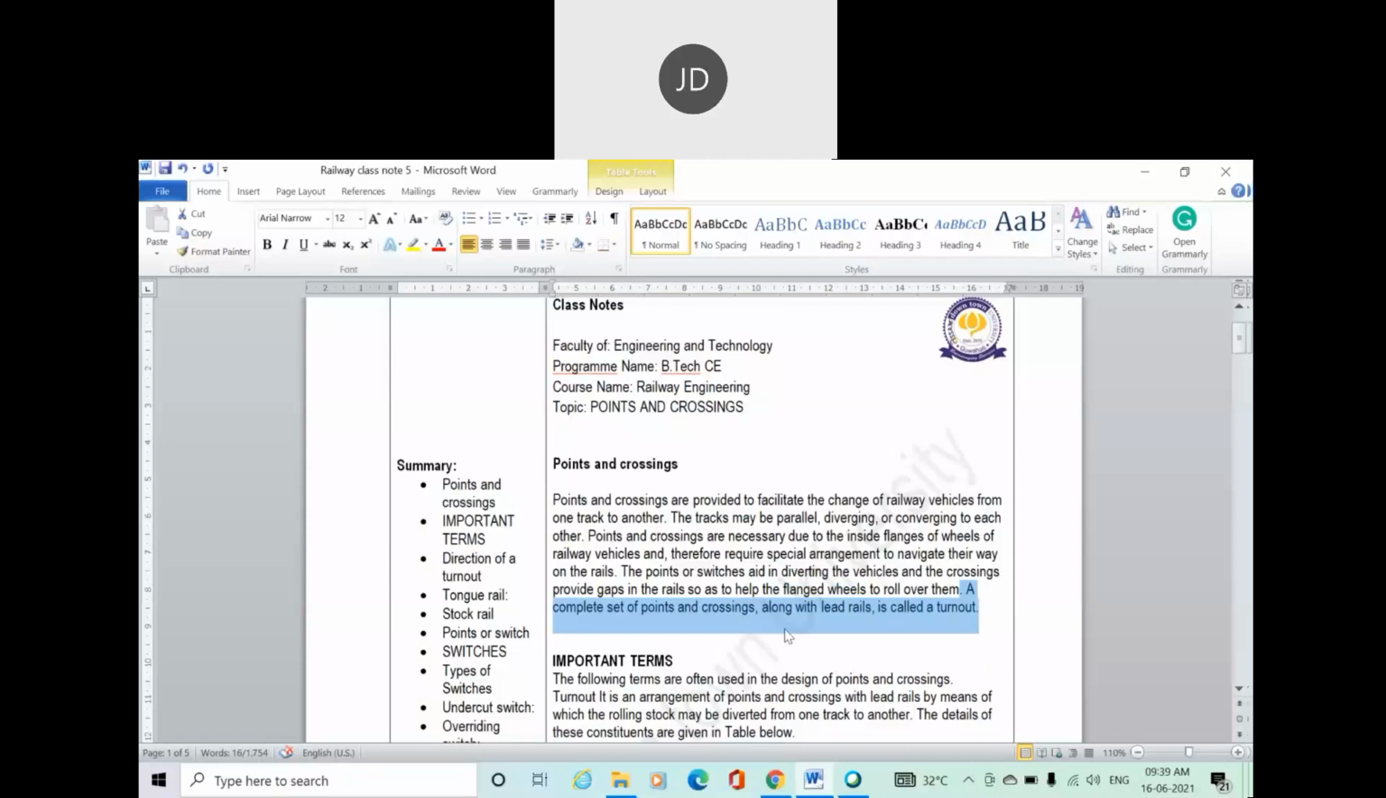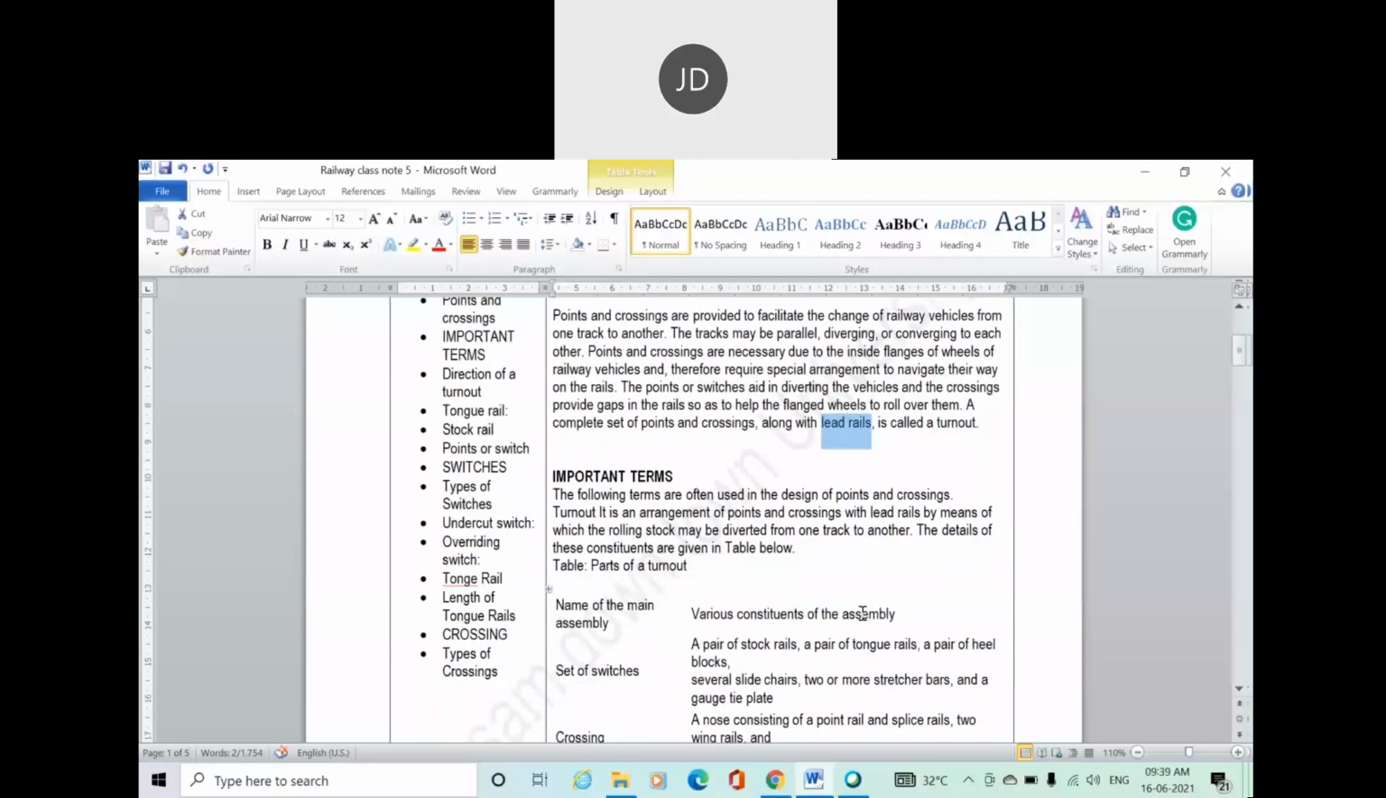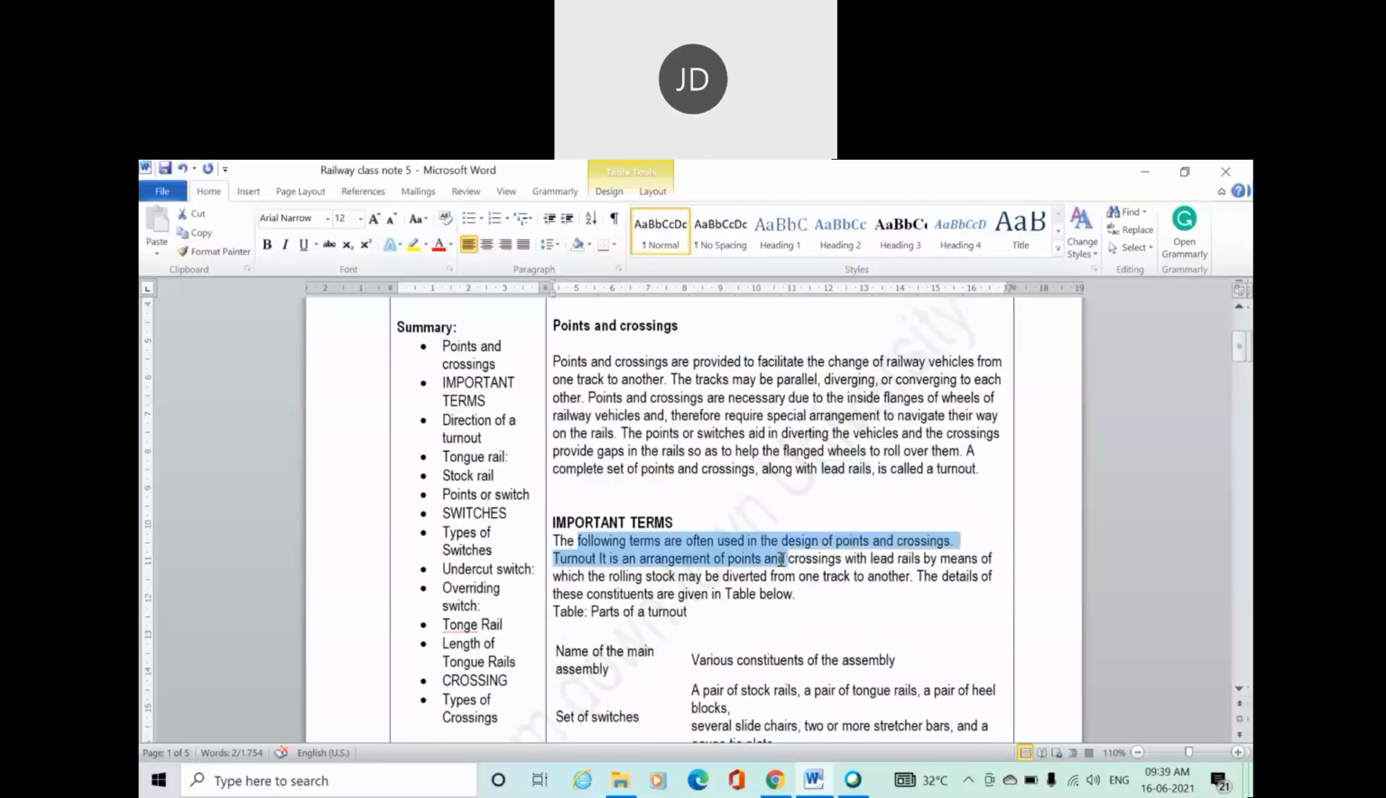So regarding different components of point and crossing, we're also going to discuss the lead rail, which is one of the components of point and crossing. The following terms are often used in the design of point and crossing.